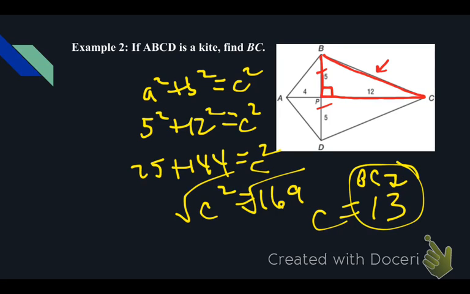Okay, so we had to know that the diagonals are perpendicular. And then once we did, we figured out the Pythagorean theorem. Okay, and again, it's a property of a kite. The diagonals are always perpendicular.